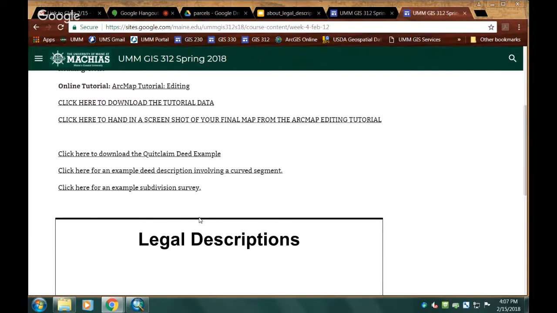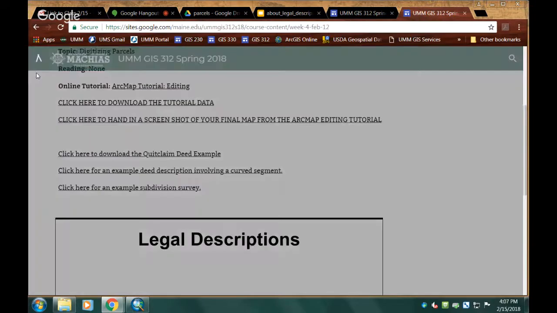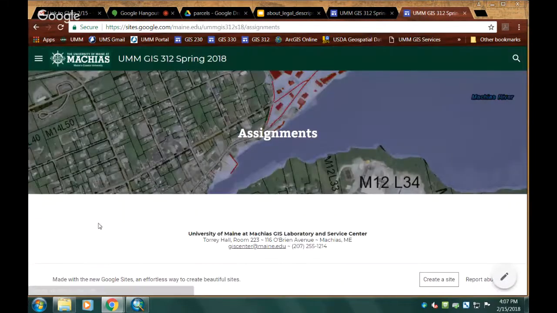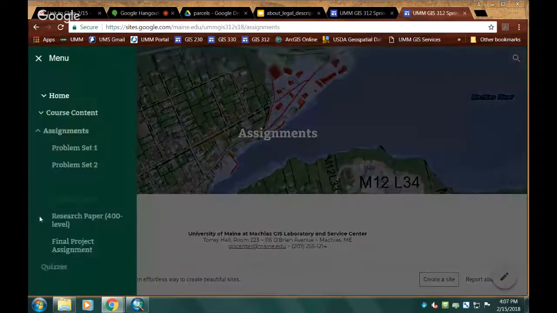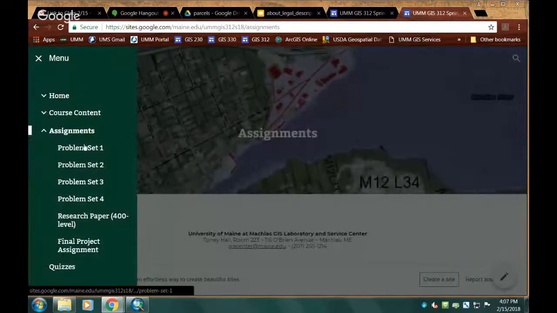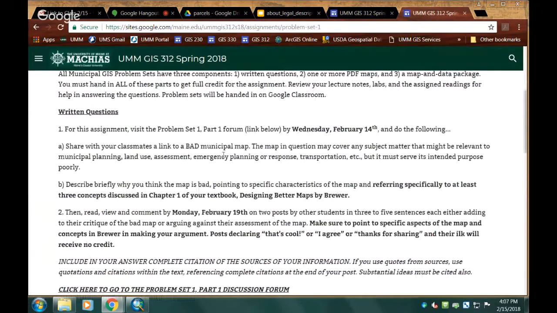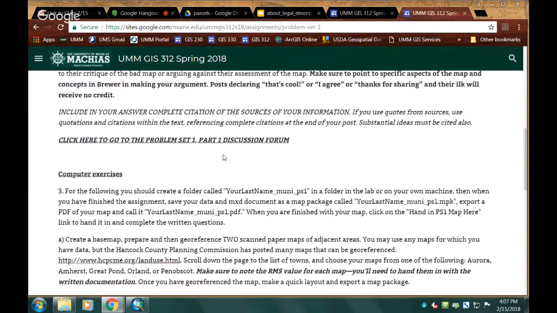You might want to just open up week 4 on the website because you are going to want to take a look at them. So hopefully, I forget what the date is on problem set 1. When is that due? Monday the 19th, I believe, for the second part. And the first part was yesterday. Yesterday, okay. I thought you had a little more time.